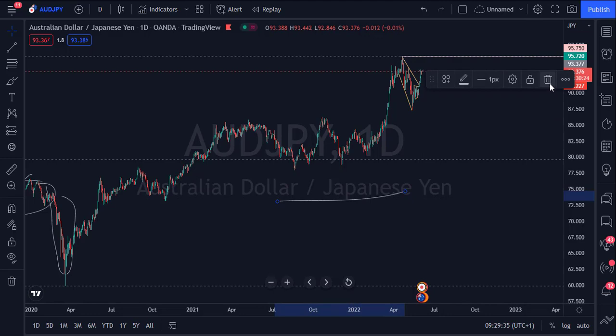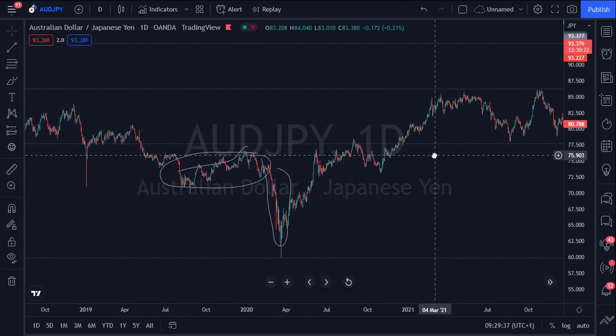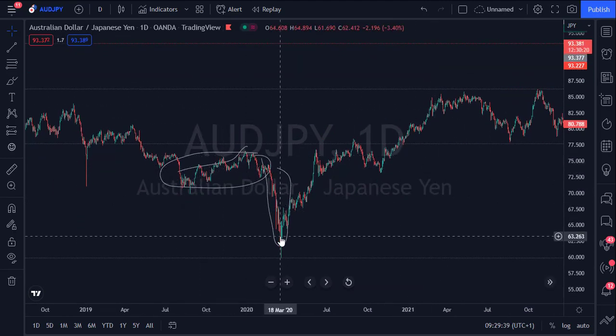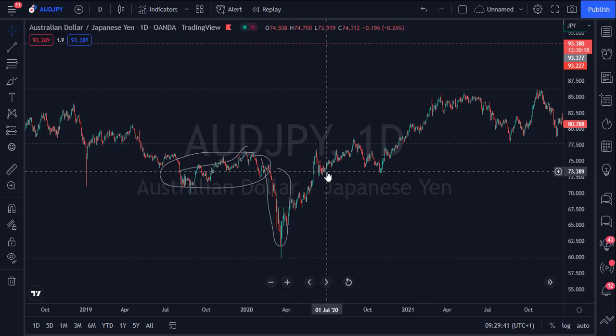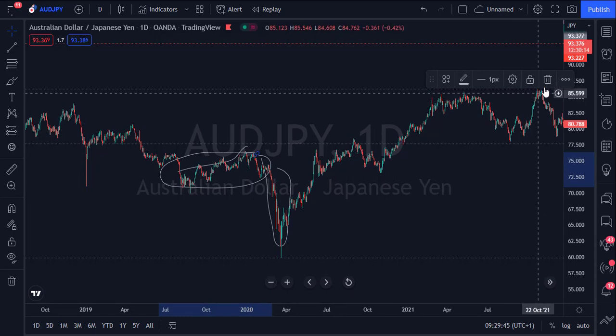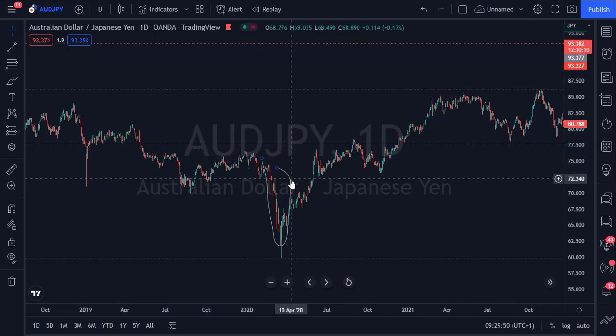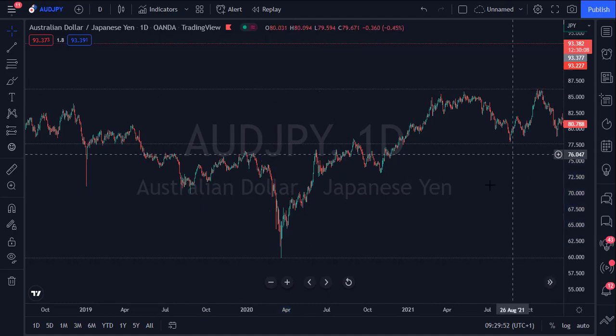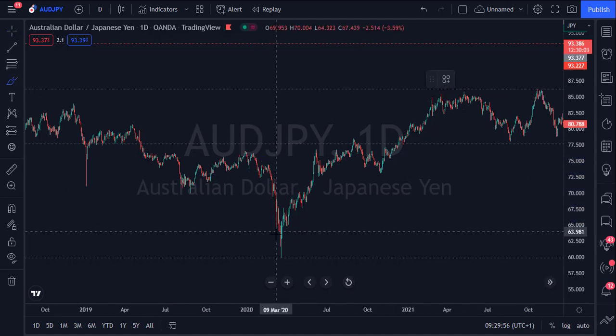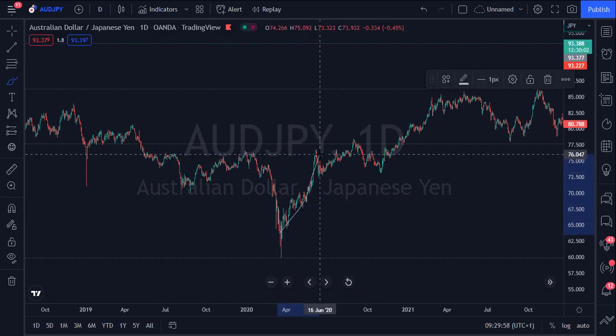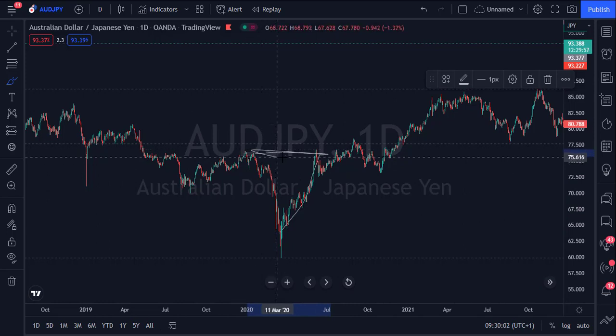After this impulse down here, we have another impulse upwards. This is just the way the market moves. The market moves in impulses and corrections. So we have this impulse upwards now, but this was a double top up here.